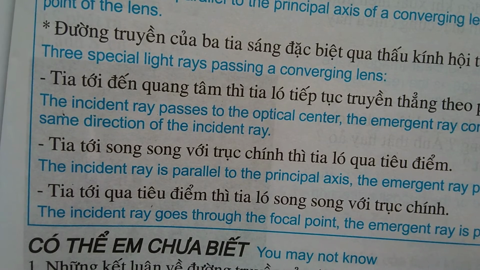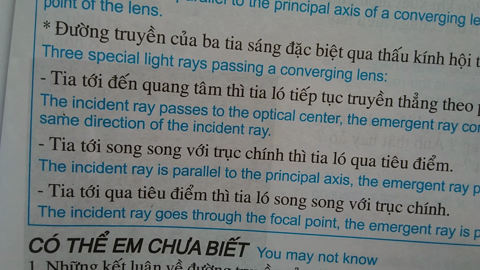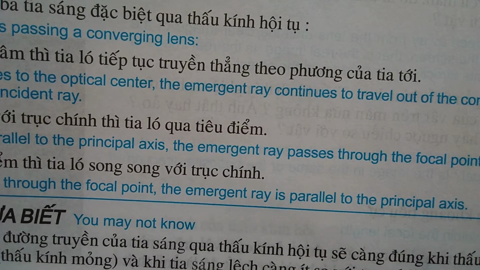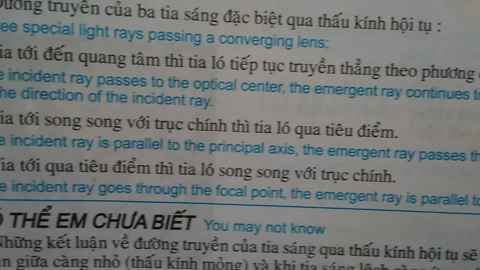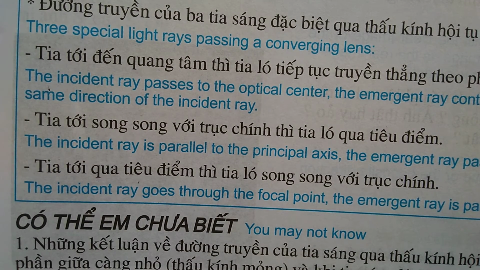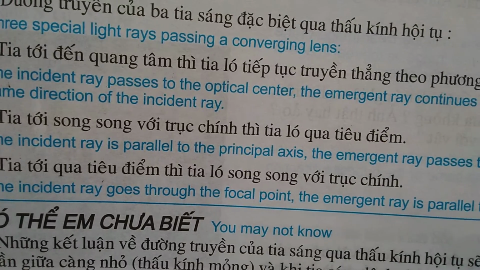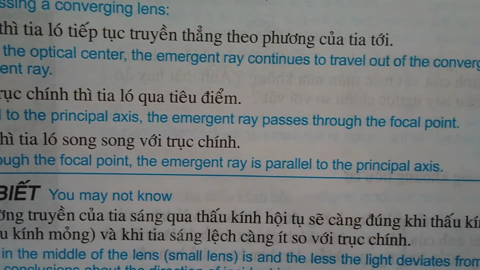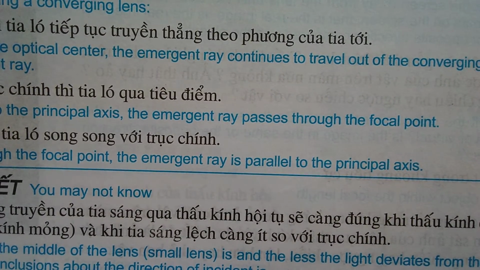The incident ray is parallel to the principal axis. The emergent ray passes through the focal point. The incident ray goes through the focal point. The emergent ray is parallel to the principal axis.